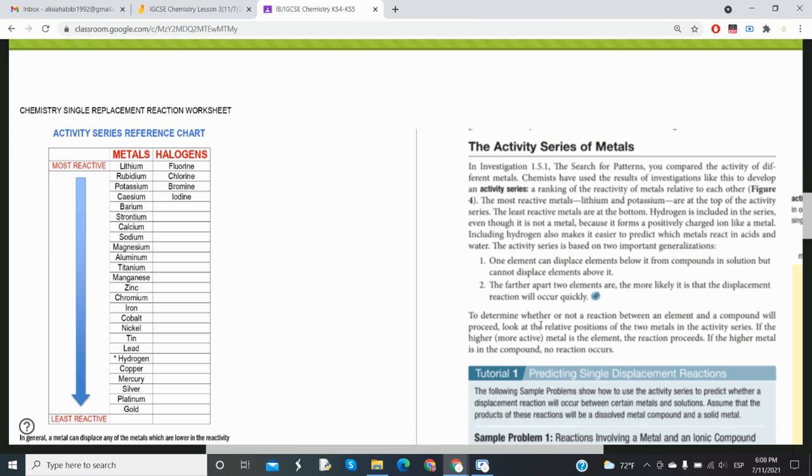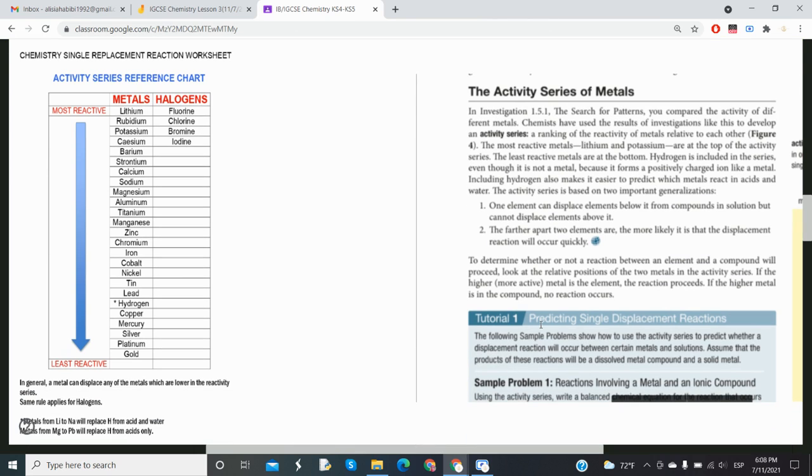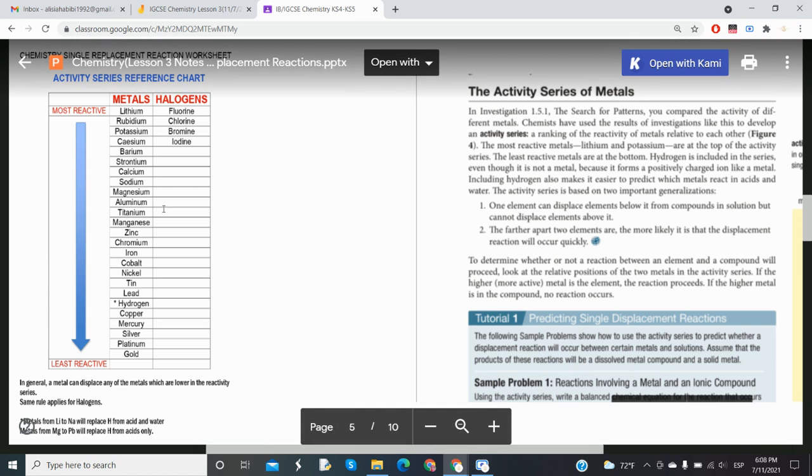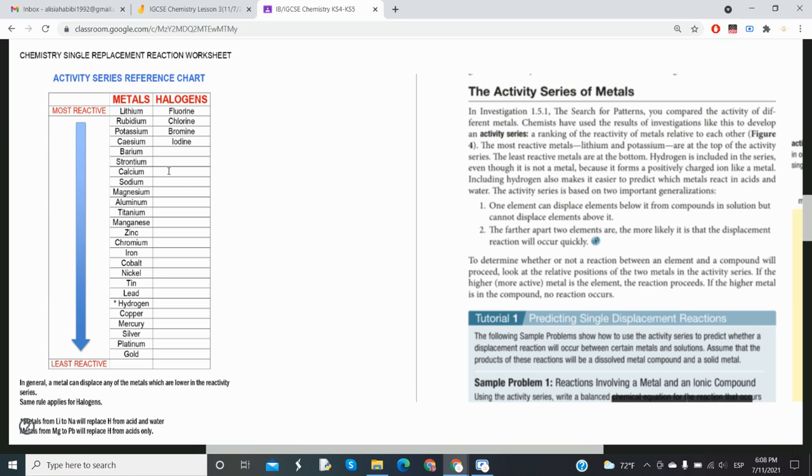To determine whether or not a reaction between an element and a compound will proceed, you have to look at the relative positions of the two metals in the activity series. So like I said, this is going to be a reference chart that you would need to come back to and look at to see which metal displaces which one.